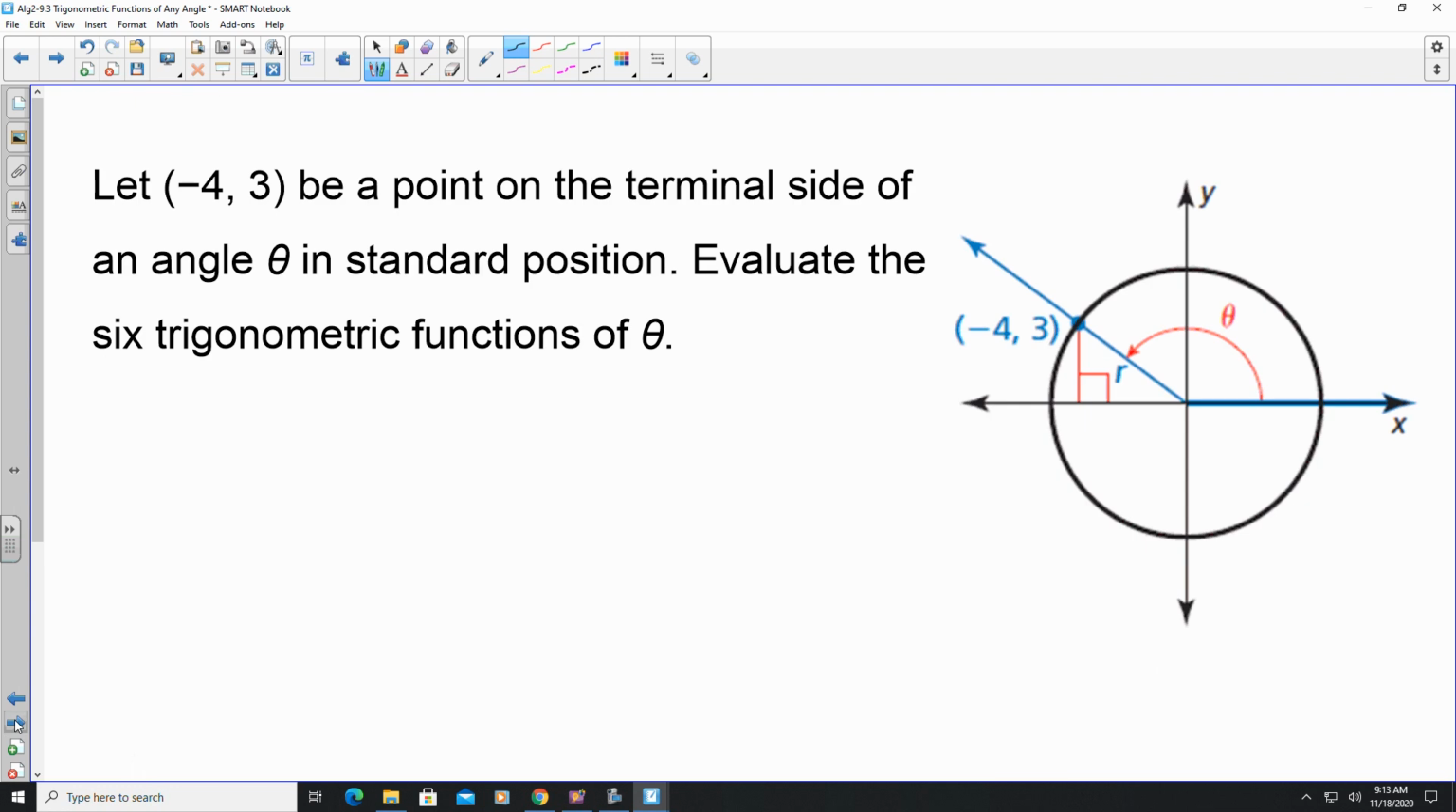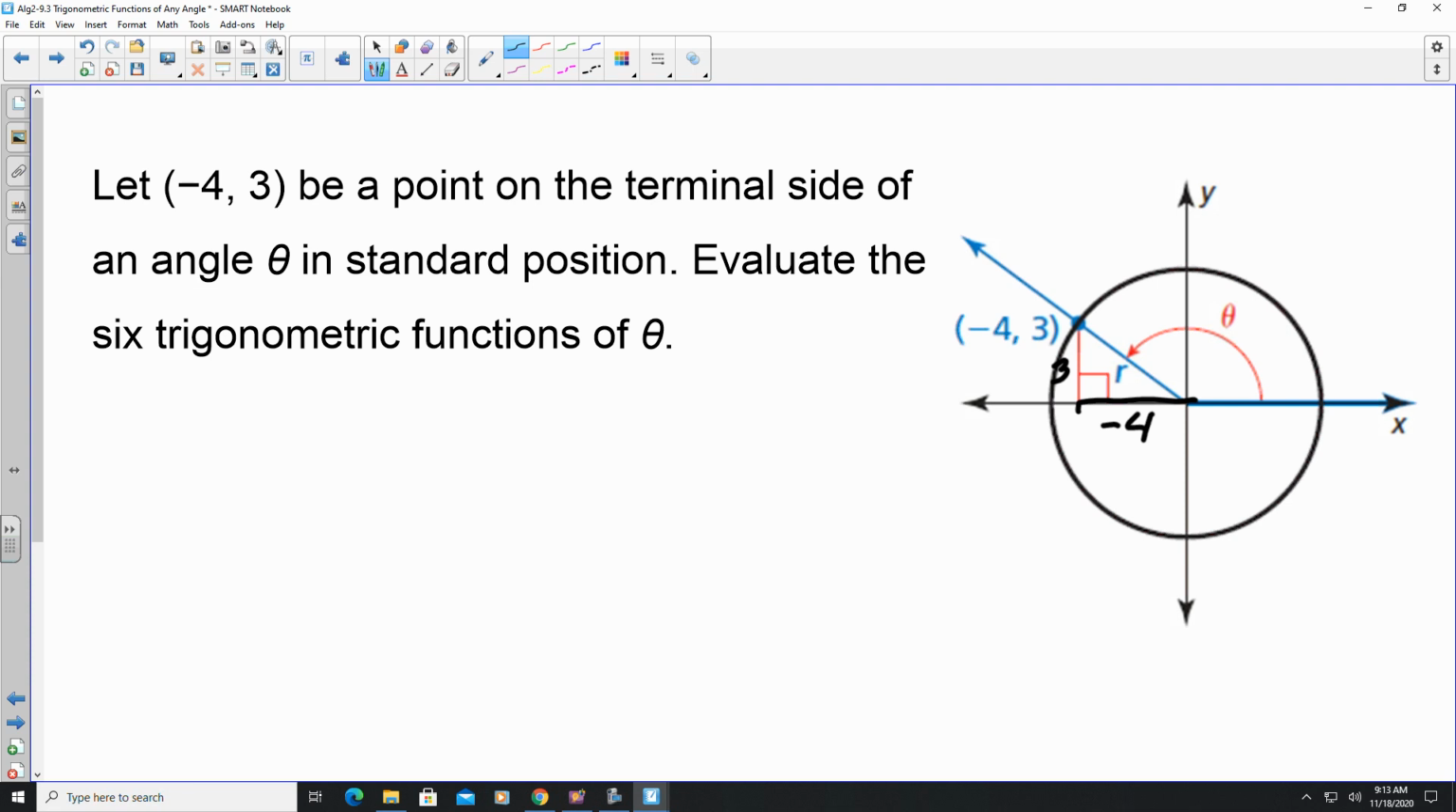So how do we go about finding these? In this particular one, they're giving us a point at negative 4 comma 3. They want to know this angle theta in standard position. They want us to evaluate the six trig functions of this. So essentially what we got here, in coordinate plane talk, we're going to say that this is a negative 4, and this is a positive 3. But in reality, it's a distance of 4 and a distance of 3 for those two sides.